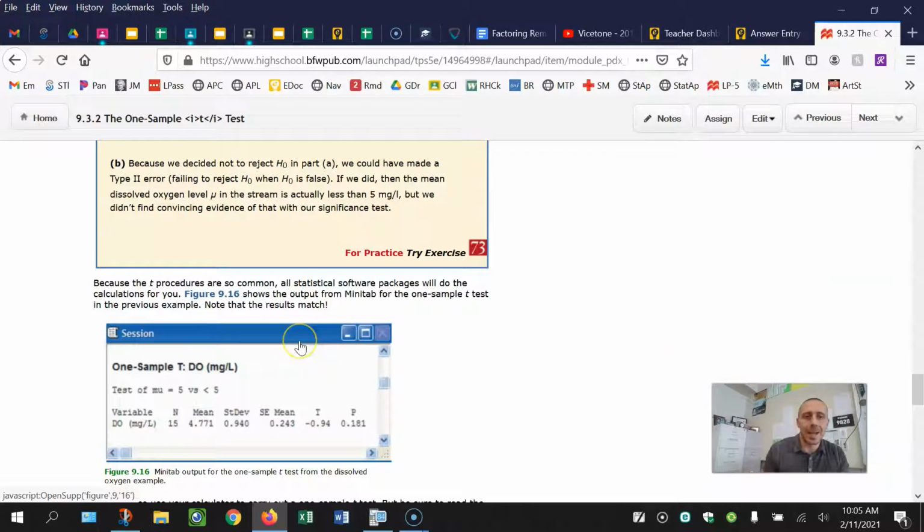Okay. Sometimes you're going to see this in a computer output. So let's go through this. You see the true mean they're claiming is 5 versus the alternative that's less than 5. The sample mean 4.7, the sample standard deviation 0.94, and the sample size is 15. That gives me a test statistic of negative 0.94 and a p-value of 0.18. So that's all information you should be able to process and then use to potentially write a conclusion.